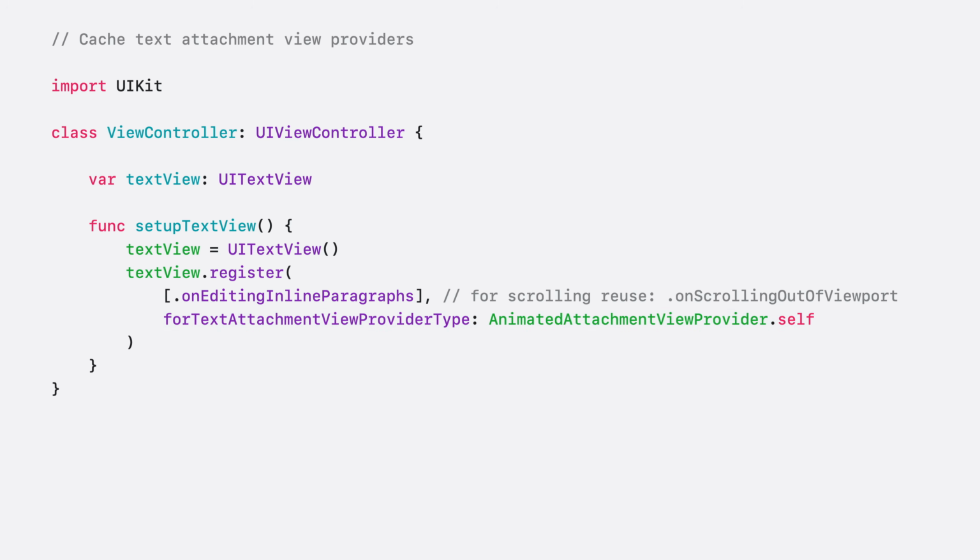In the sample code, you can see a second type of reuse policy, on scrolling out of viewport. This caches the attachment's rendering surface when it scrolls off screen and restores it when it comes back. You can combine both reuse policies depending on your scenario. Now, on editing, UITextView reuses the view provider, maintaining state and avoiding any animation glitches. So there you go.